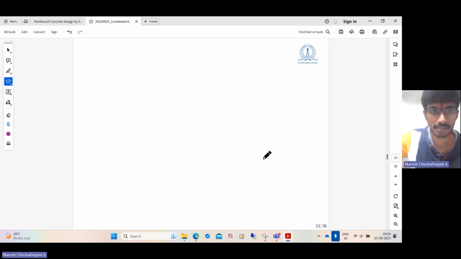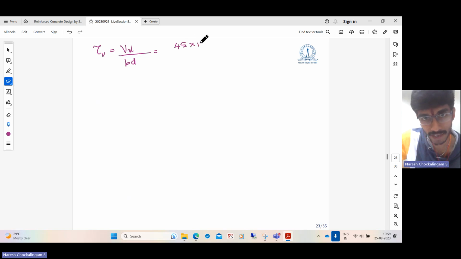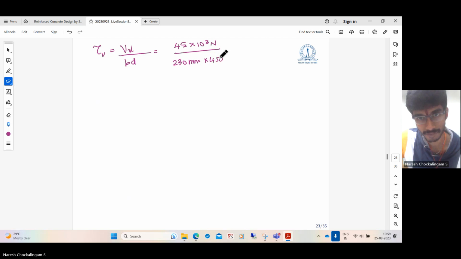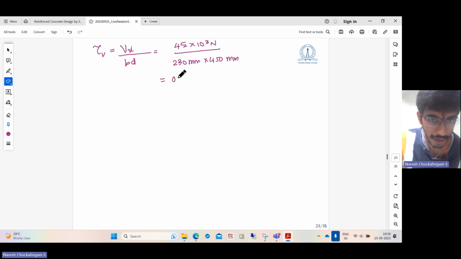Next step is what is the nominal shear stress in the concrete. So nominal shear stress in the concrete is Vu divided by Bd. What is Vu? Vu is 45 kilonewton. So 45 into 10 power 3 newtons divided by Bd. What is Bd? 230 mm into 450 mm. So this is about 0.43 Newton per mm square.